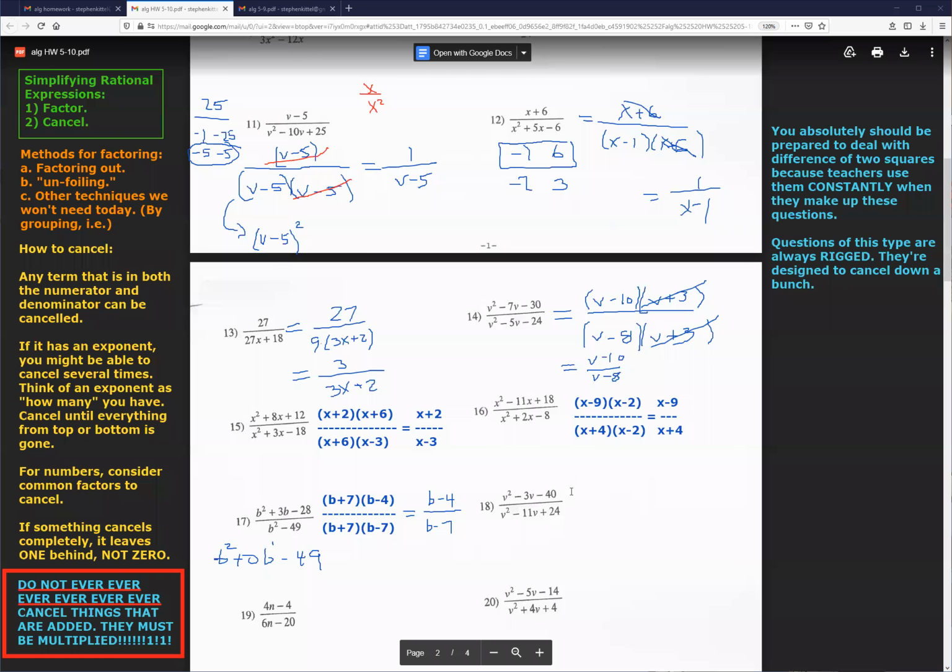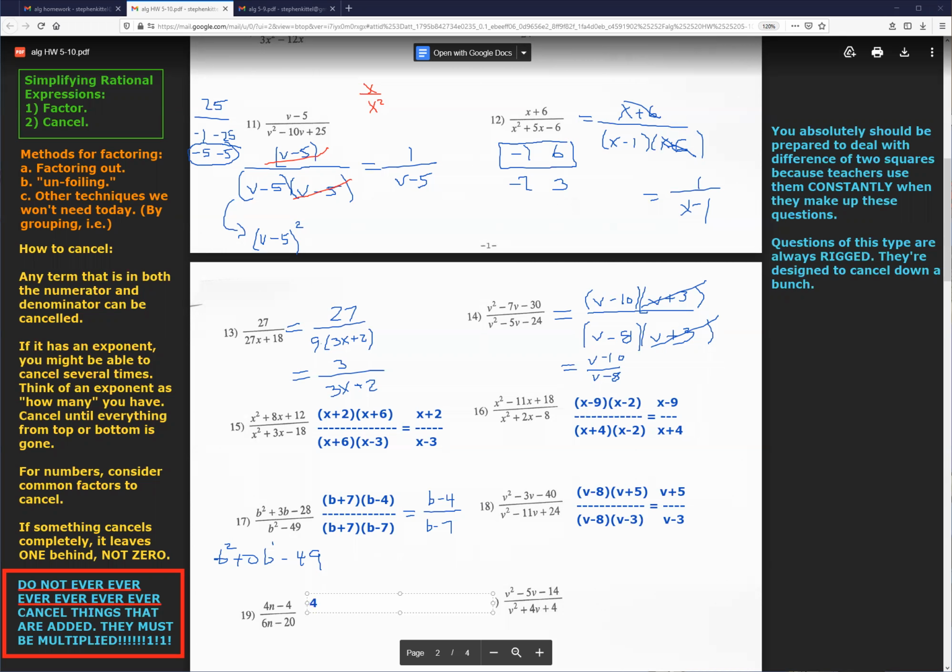All right, number 18 is, whoops, we're in the wrong color. v minus 8, v plus 5 over, and then we got v minus 8, v minus 3. So yeah, you're going to have to brush up on doing all this quadratic factoring. Get lots and lots of practice. We can go into how to do that if you need it, but that's kind of outside the scope of this particular lesson here. All right, now for 19, we're not going to do the unfoiling sort.